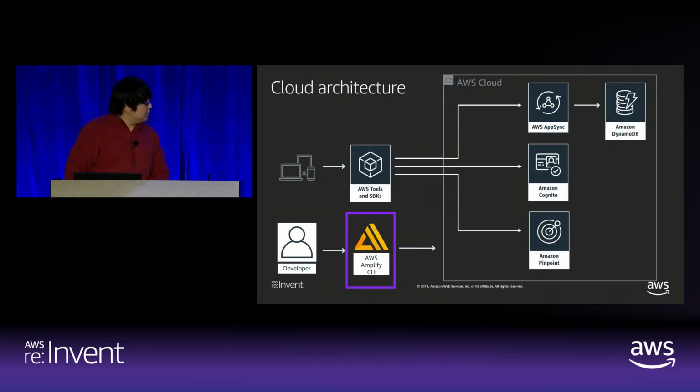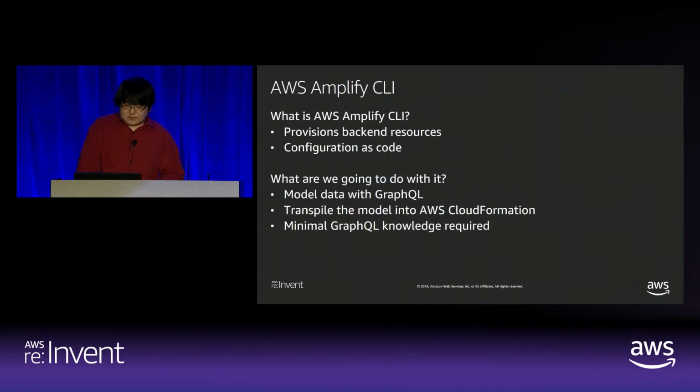All right, so at this point, we went over AWS AppSync. Let's see how we can provision these with AWS Amplify CLI. What is AWS Amplify CLI? We'll be using it to provision backend resources, and later on we'll see that we can configure it as code. What we'll be doing today is modeling the data with GraphQL. This will get transpiled into AWS CloudFormation and then deployed to your backend. It'll be creating the AWS AppSync APIs, creating the DynamoDB tables behind that as well. And overall, there's minimal GraphQL knowledge required.